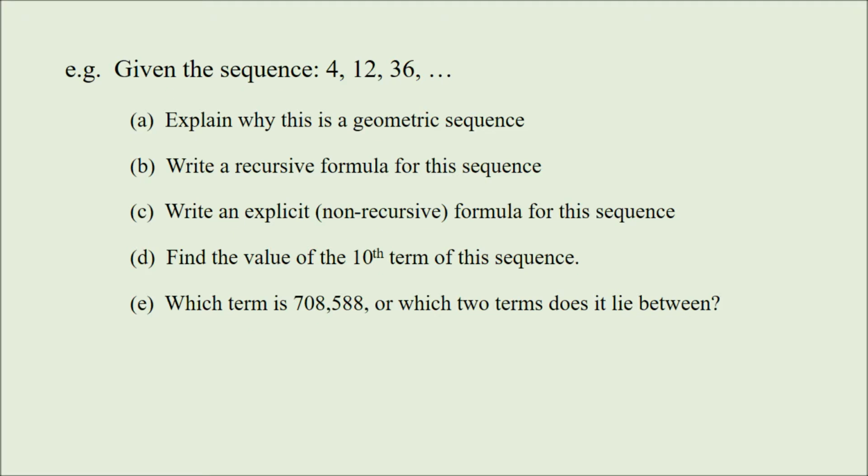Take a look at the example, the sequence 4, 12, 36, etc. We have 5 things to do. A, explain why this is a geometric sequence. B, write a recursive formula for this sequence. C, write an explicit or non-recursive formula for this sequence. D, find the value of the 10th term of the sequence. And E, which term is 708,588? Or, if it's not a term of the sequence, which 2 terms does it lie between?